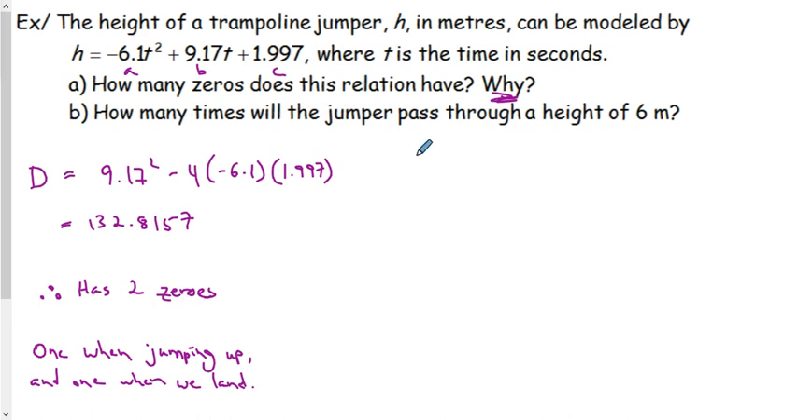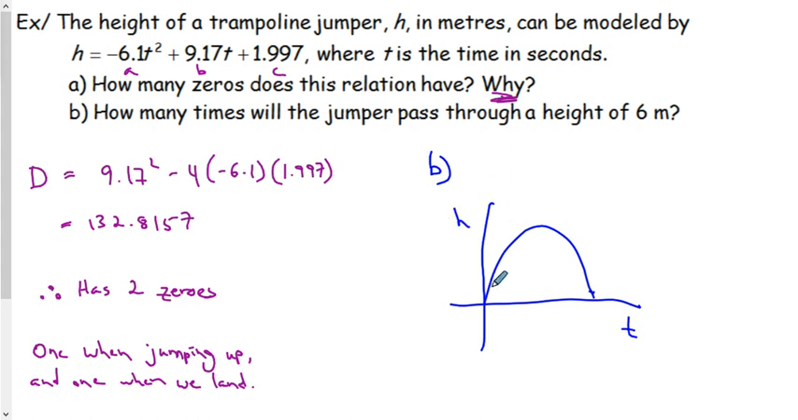Okay, how about B? How many times will the jumper pass through a height of 6 meters? Okay, good question. So that means we got a quadratic that looks kind of like this, right? This is our time, and this is our height. So they're not jumping sideways. Our time is progressing. So remember, this is time on the x-axis.